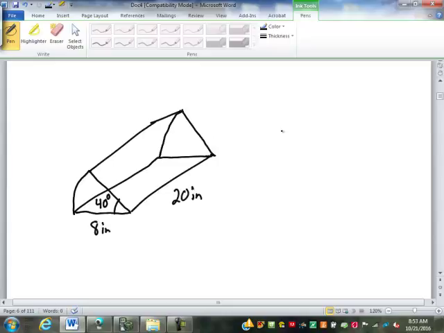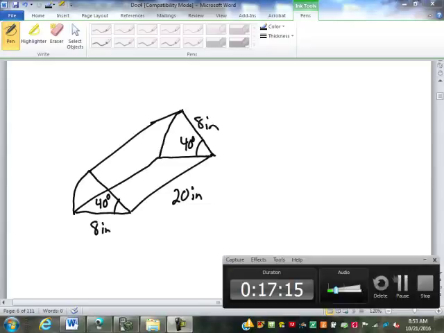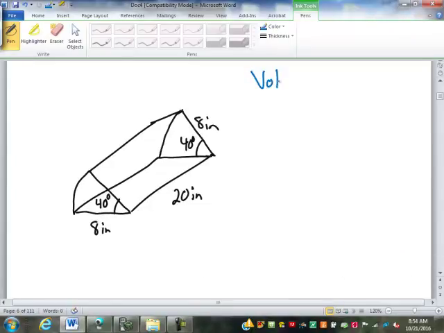See if we can find volume and surface area of that. Pretend these two ends are the same. This is still 40 degrees. See what you can find. For volume, do you start in the right direction? How do I find the area of the base?